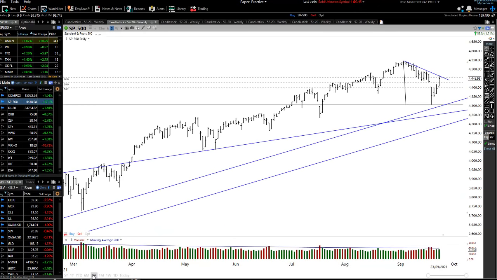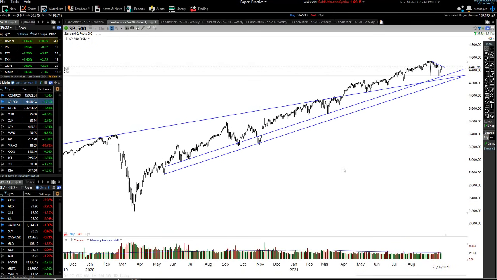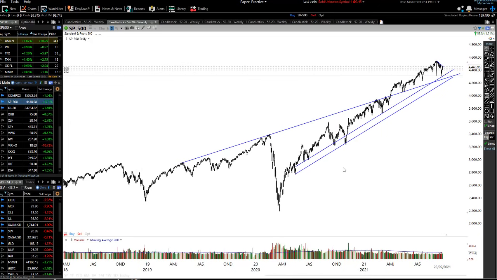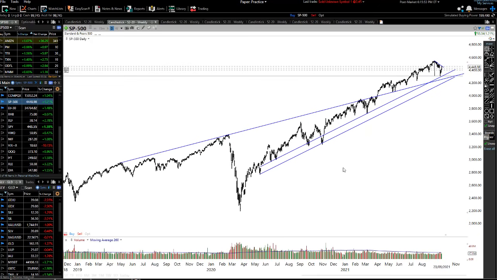Let's go have a look at the S&P 500 and the same thing when it comes to the S&P 500. If I bring up my longer term charts here once again, over the last 2-3 years, you can see there's a lot of significant support where we are right now in the markets.